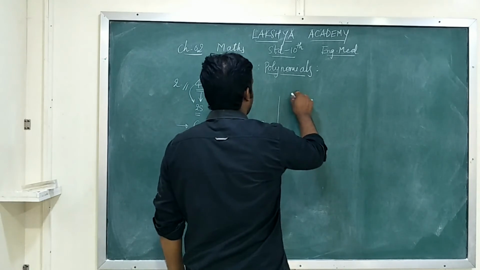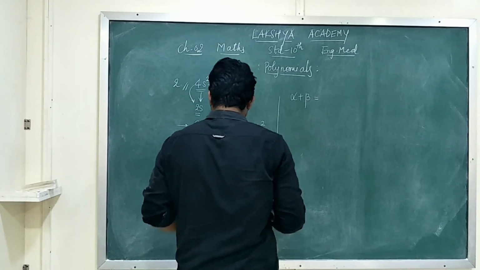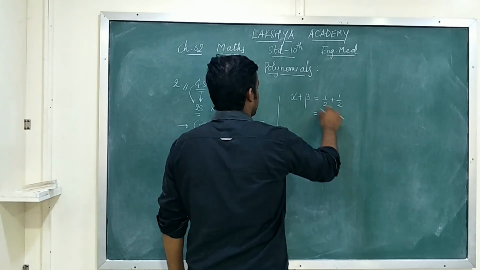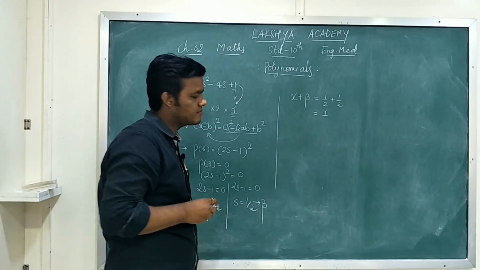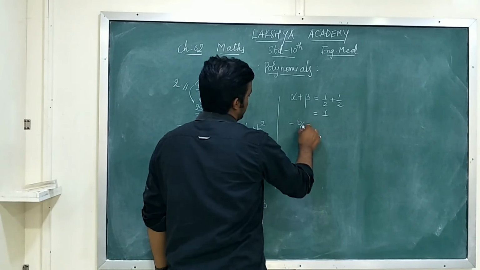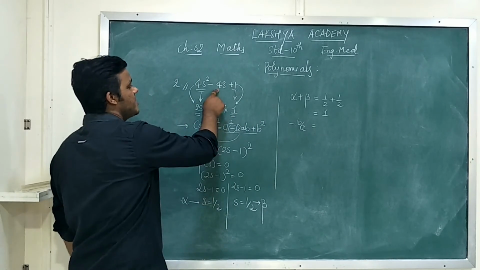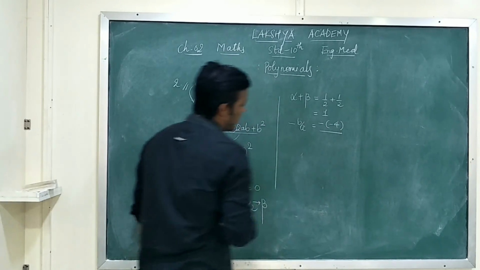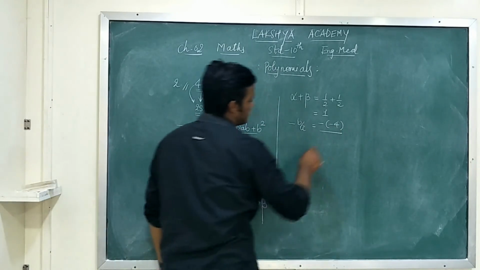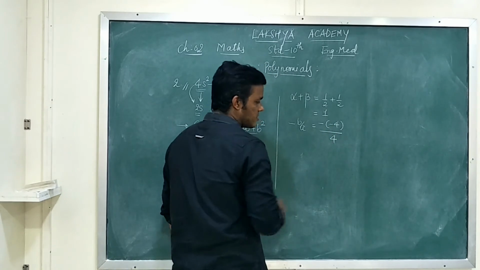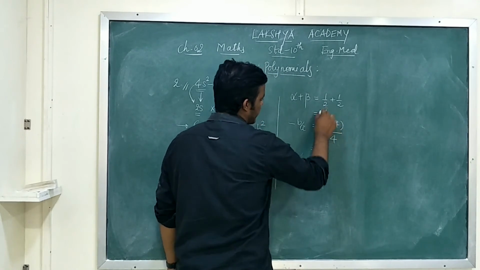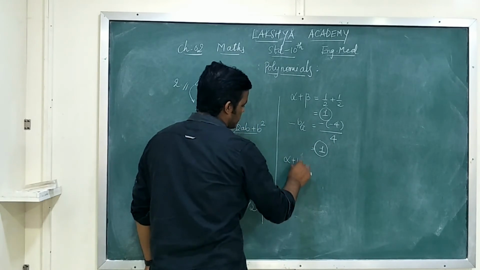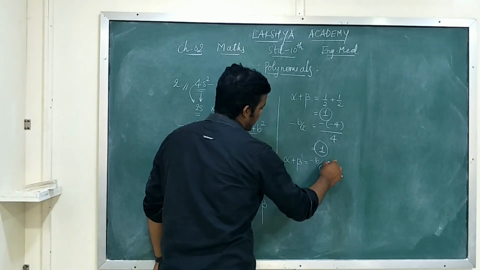First relation, we know that alpha plus beta. Alpha plus beta is 1/2 plus 1/2, and we all know that 1/2 plus 1/2 is 1. Then minus b by a. What is b? b is -4. So minus of -4 divided by a. What is a? a is 4 as well. So minus minus plus, and 4 cancels out. You see, we got the same answer. So we can conclude that alpha plus beta equals minus b by a is true.